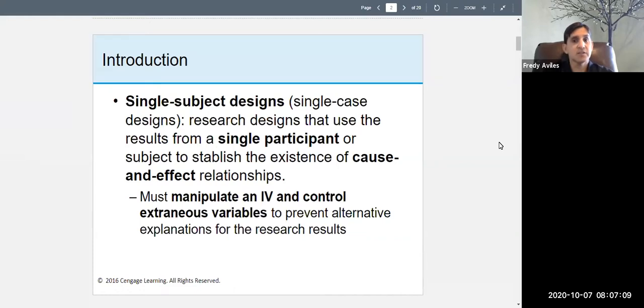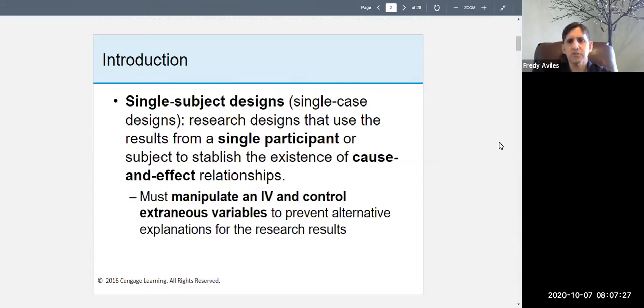Well, the name kind of says it all. They're studies where you only use a single subject. And that's a type of case study, by the way. But here we're spending a whole lecture on this, and we're calling them single subject designs. We're going to talk about the single subject designs where there is some kind of treatment.